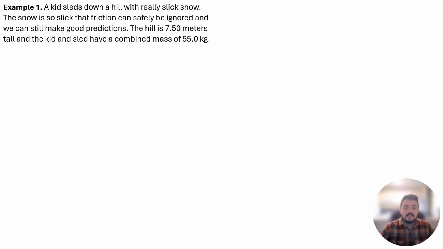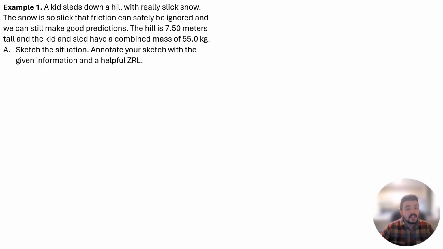mass of 55.0 kilograms. The first thing that we are going to do is sketch this situation, and we're going to annotate our sketch with the given information and a helpful ZRL. That's zero reference level. That's our reference height for gravitational energy. So let's go ahead and make that sketch now.